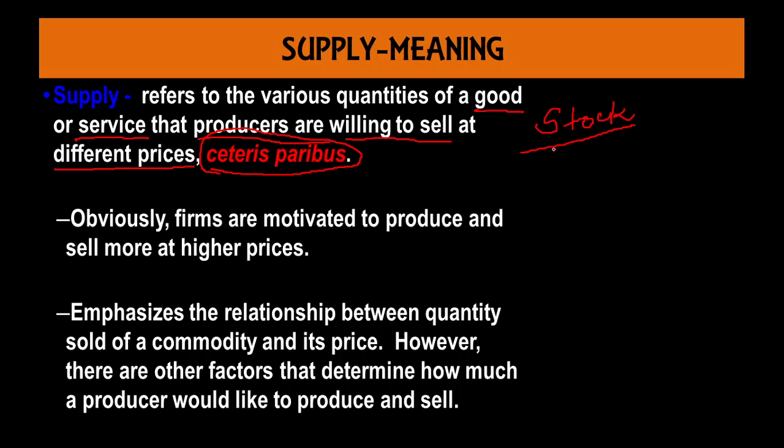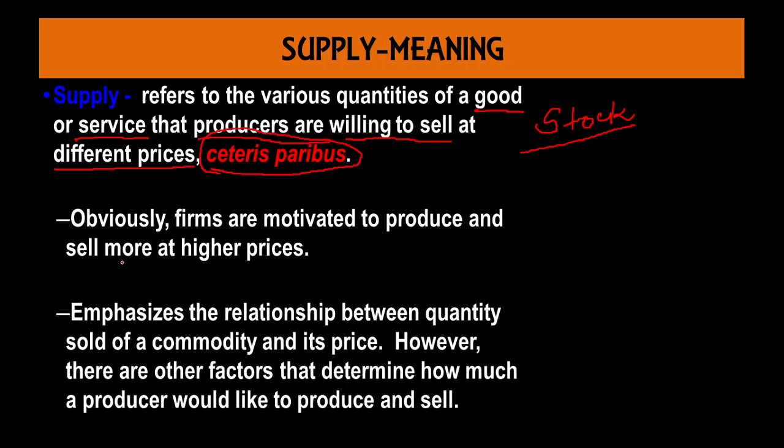One more thing, stock is a stock concept, right? Whereas supply is counted over a period of time. The period could be 1 day, 1 week, or 1 month. What is the supply of a particular product for a day, for a week, for a month, like this. So it's a flow concept.